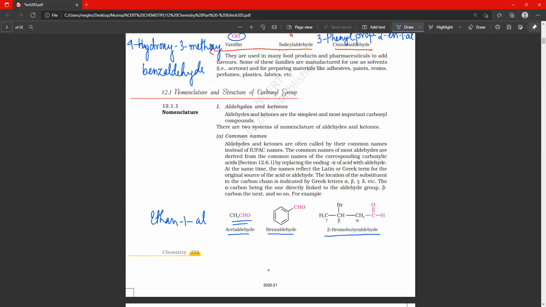It's a common name. Please write down the IUPAC name of this compound. Ma'am, what's the IUPAC name of benzaldehyde? Benzaldehyde, as I told you, Sejal, is the common as well as IUPAC recognized name. Okay. You have to do this one, beta-bromo butyraldehyde. This is a common name. You have to write the IUPAC name of this compound.